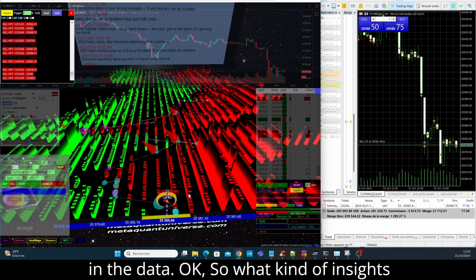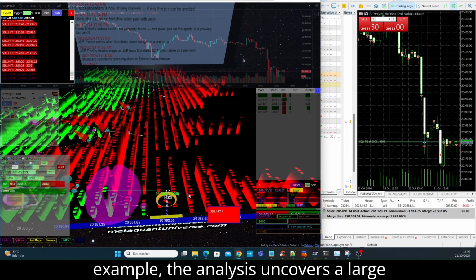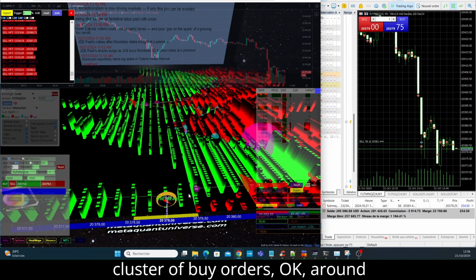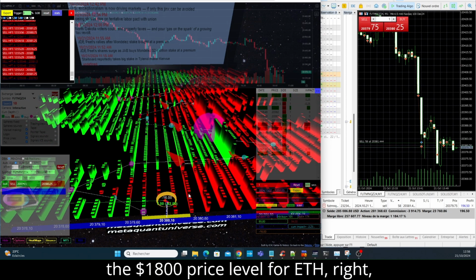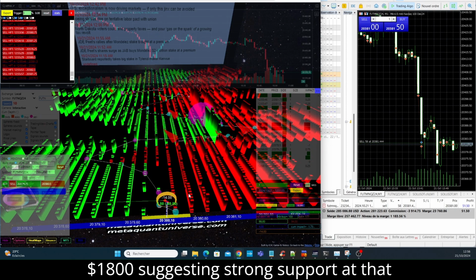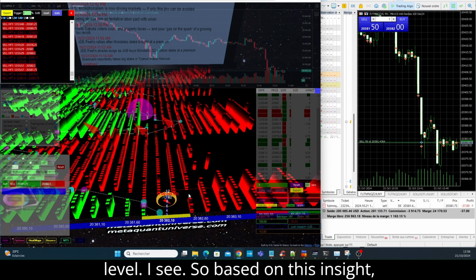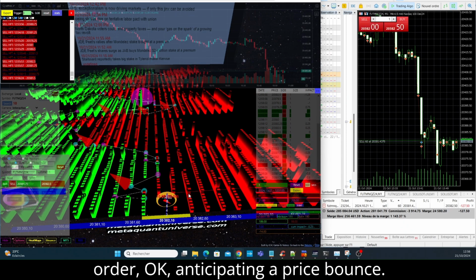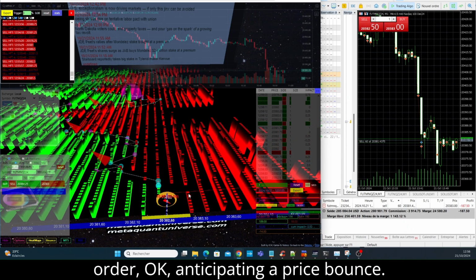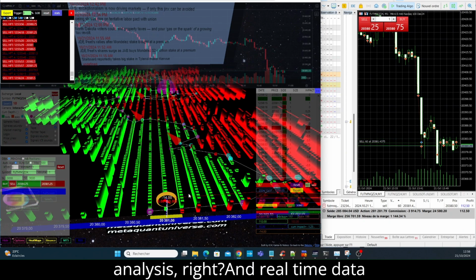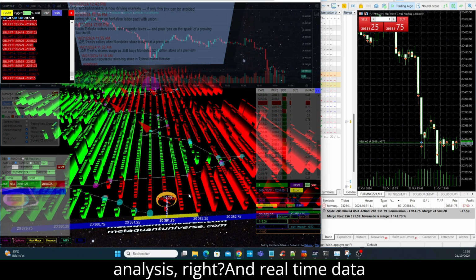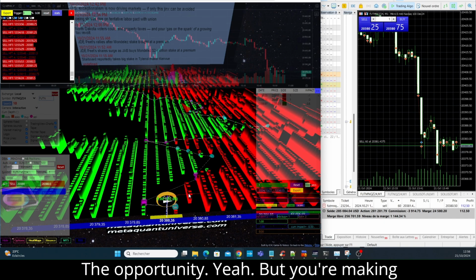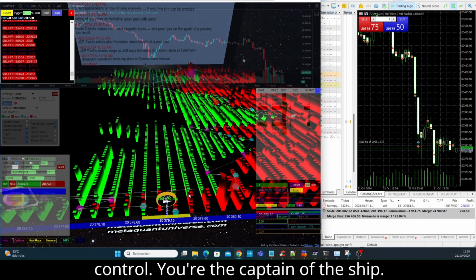So what kind of insights are we talking about? Well, in this example, the analysis uncovers a large cluster of buy orders around the $1,800 price level for ETH, suggesting strong support at that level. So based on this insight, the trader decides to execute a buy order, anticipating a price bounce. It's a combination of fundamental analysis and real-time data visualization. You're seeing the opportunity, but you're making the decision. We're still in control. You're the captain of the ship.